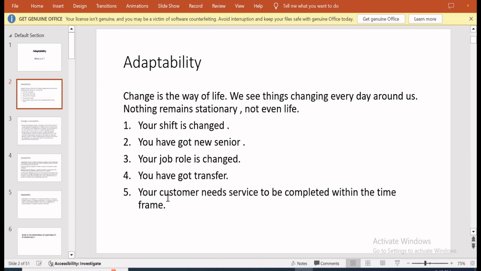You were an executive doing your work from 10 o'clock to 6 o'clock, and now your role has been changed. You are now a team leader from tomorrow. You have got a transfer from one place to another. Your customers need services to be completed within a time frame. Every customer says, I need this job within half an hour, 2 hours, 3 hours. So you cannot wait. You have to complete the work within these 2 or 3 hours.